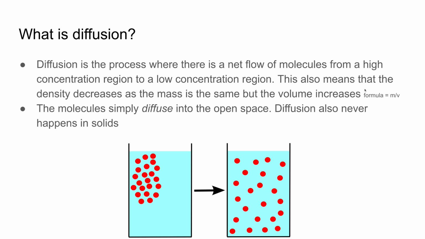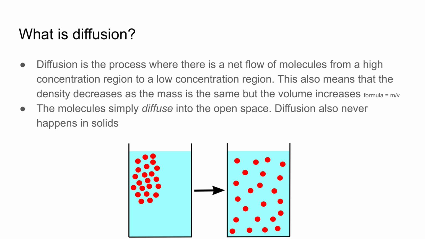What is diffusion? Diffusion is the process where there is a net flow of molecules from a high concentration region to a low concentration region. This also means that the density decreases as the mass is the same but the volume increases. And of course, the formula for density is mass over volume. The molecules simply diffuse into the open space.